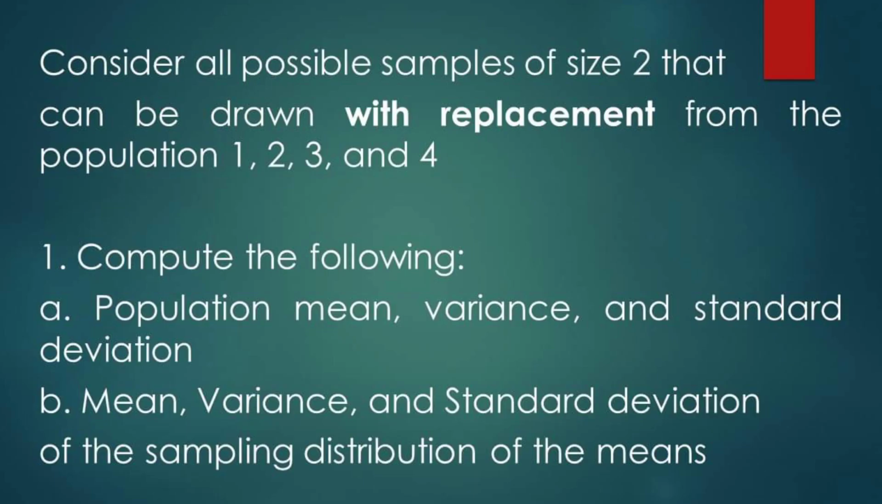Okay, so for example, a population consists of values 1, 2, 3, and 4, and we need to consider all the possible samples of the sample size of 2 that can be drawn with replacement. Okay? So we're going to find the population mean, variance, and standard deviation, as well as the mean, variance, and standard deviation of a sampling distribution of means. Okay? So first, review lang naman ito kung paano natin kukunin yung population, mean, variance, and SD.